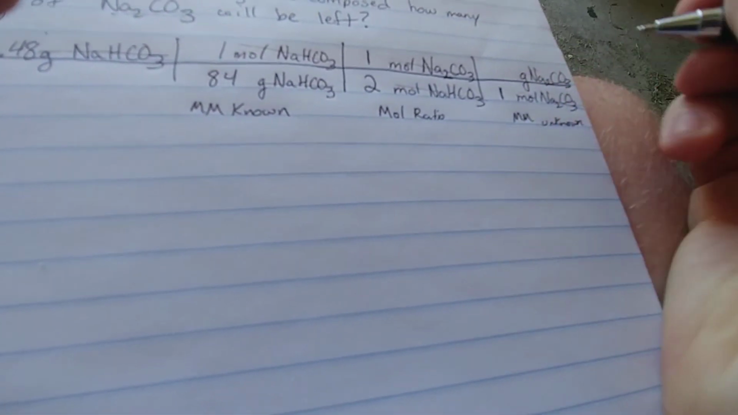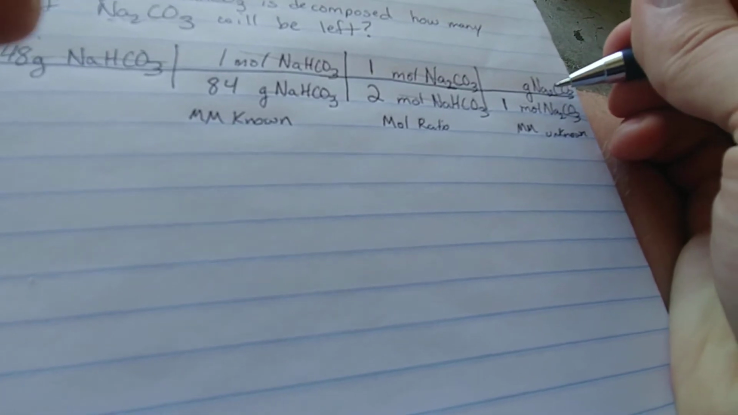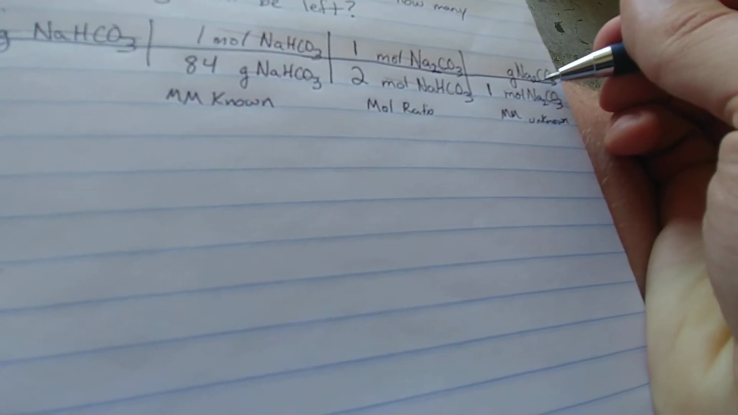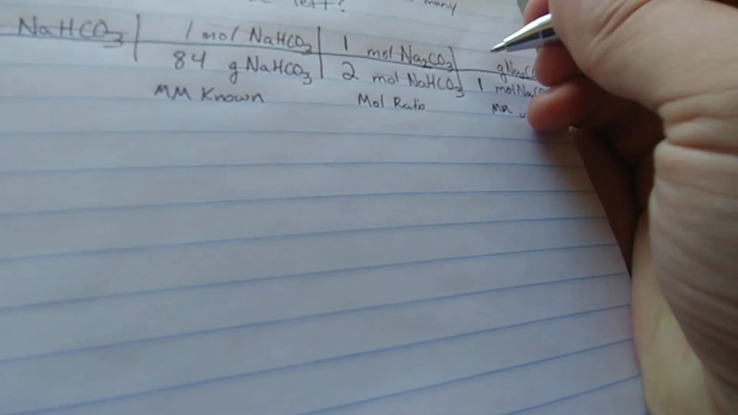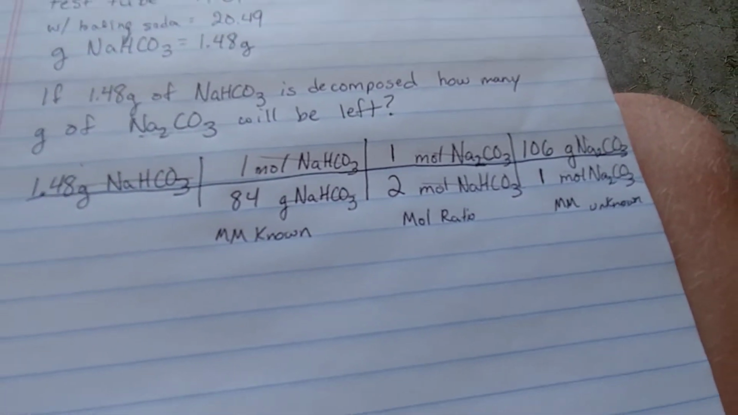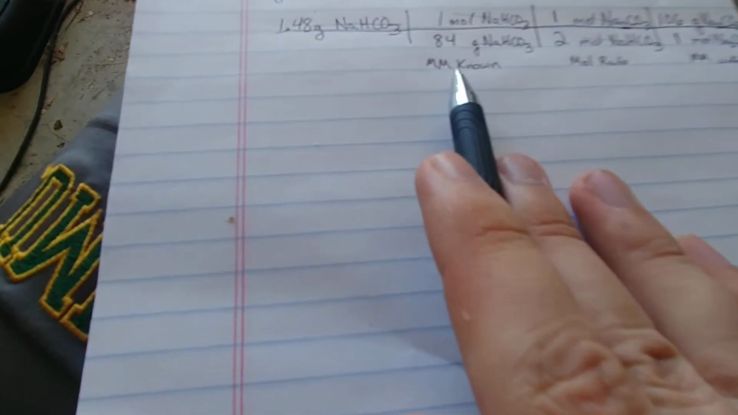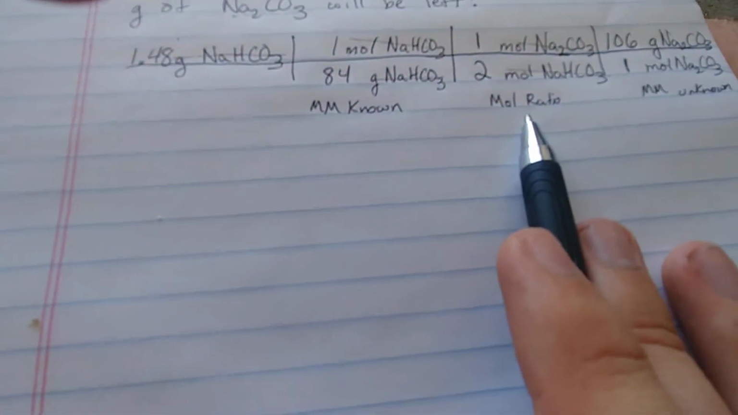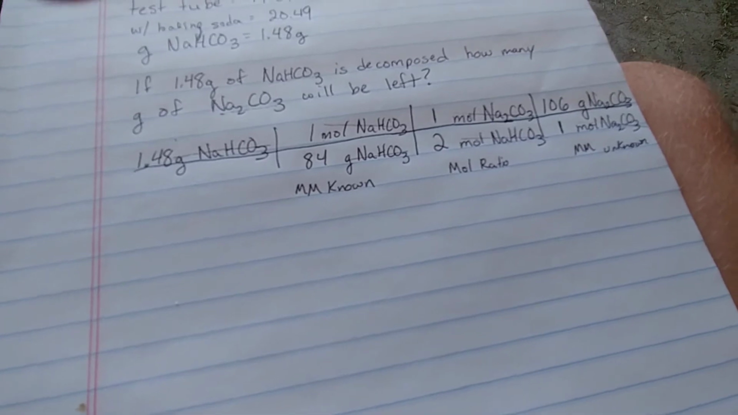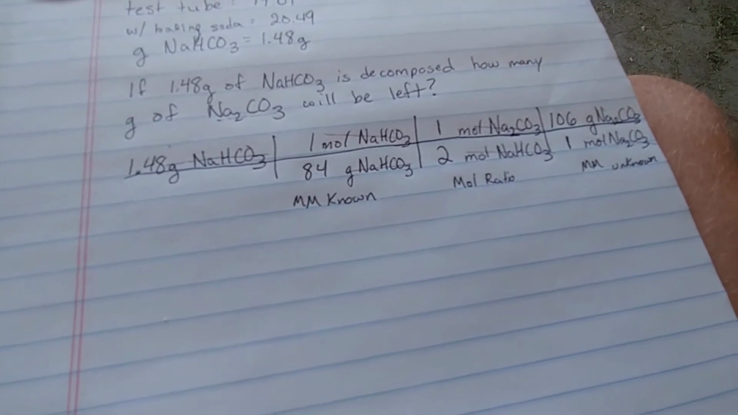So if we add that up, I think that's 23 times 2, it's 46, plus 12, 58, plus 48. Yeah, it's going to be 106. 106 grams. So we're just adding that up from the periodic table. Okay? So we get this big long list, but it's just 3 things, right? The molar mass of the known, the mole ratio, and the molar mass of the unknown. So keep that straight as you're going through. Okay? And it's like that for every single problem.